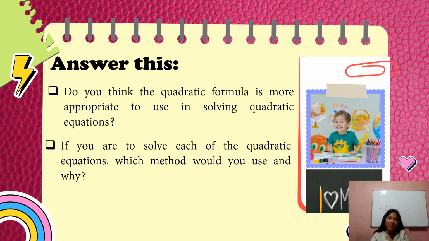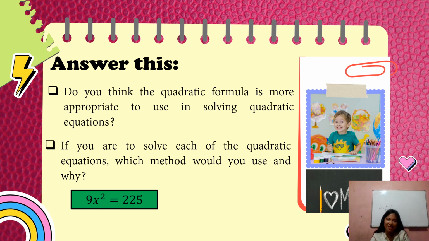Alright? So here, if you are to solve each of the quadratic equations, which method would you use and why? Let's venture into the idea that if b is equal to 0, the most appropriate method shall be extracting square root. If it is factorable, then it should be factoring. Now, if it is neither of the two, then it's up to you whether you're going to use completing the square or the quadratic formula.